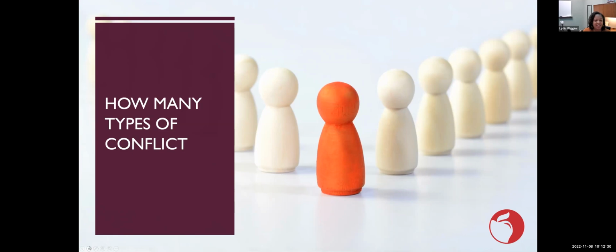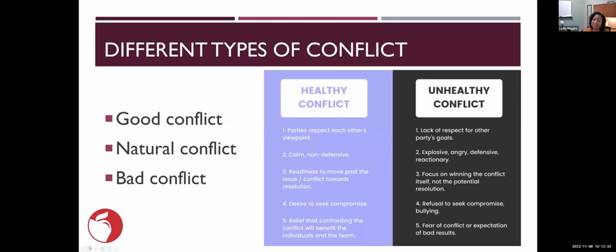So there are 3 types of conflict. There's the good, the natural, and the bad. And we will look at the good as being the healthy conflict and the bad as being unhealthy conflict. And then we as individuals have natural conflict. We have conflict that can arise within ourselves, or we have conflict that happens as a measure of one of those 5 things: our beliefs, our values, our needs. There are only 3 types of conflict.